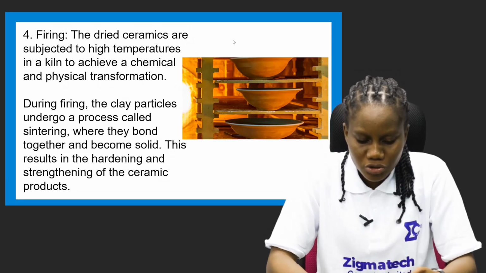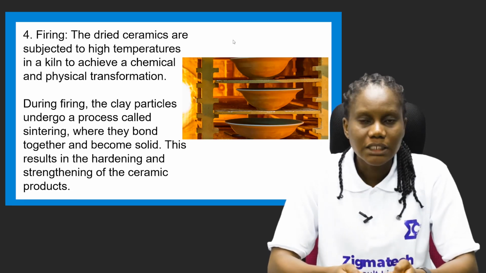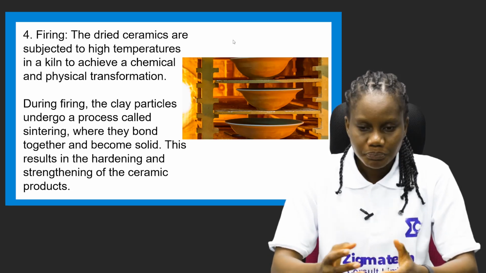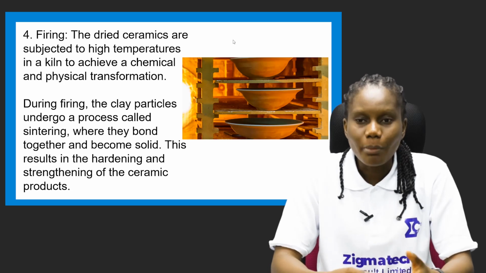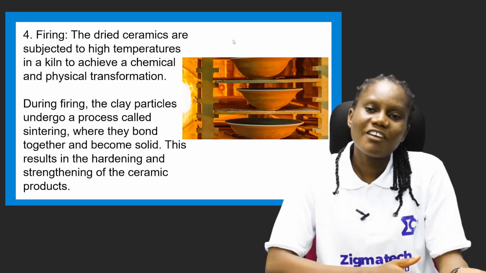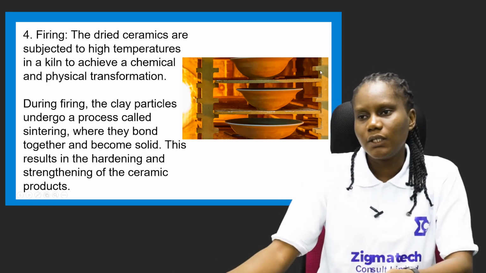If you touch your ceramic plate or your ceramic cup or ceramic spoon, you see that it is hard. Or if you enter your restroom and you touch maybe your bathing tub, it is hard. And these are your tiles, they are hard. It's because they have been passed through this process called firing in the kiln.